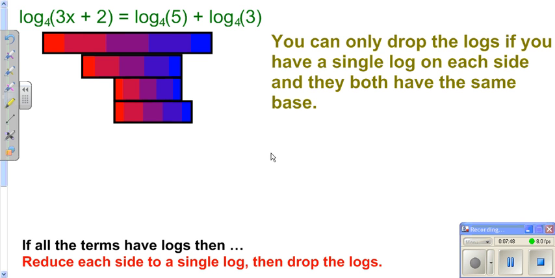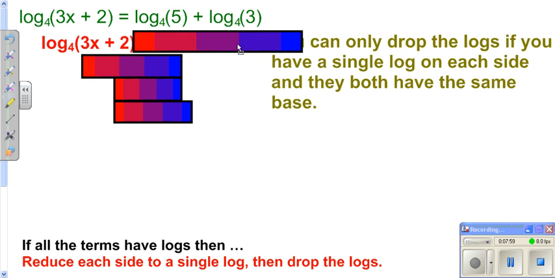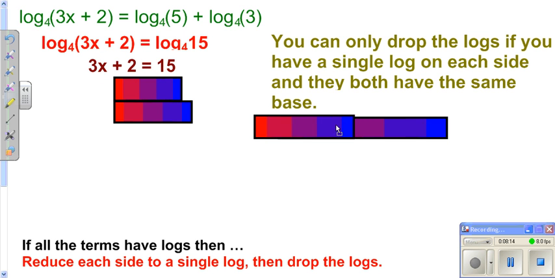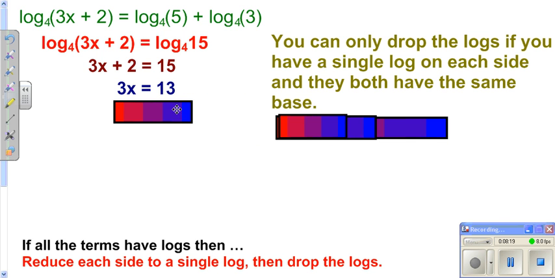Here we're looking at everything having logs in all the terms. You want to reduce each side down to a single logarithm. Left side is already that. Right side's a log plus a log, so you multiply it as one log and multiply what's after them. Your 5 times your 3 is your 15. A log on each side then, one log on each side, then you can drop your logs, and then you solve it just like a normal equation. And then we would get 13 over 3.